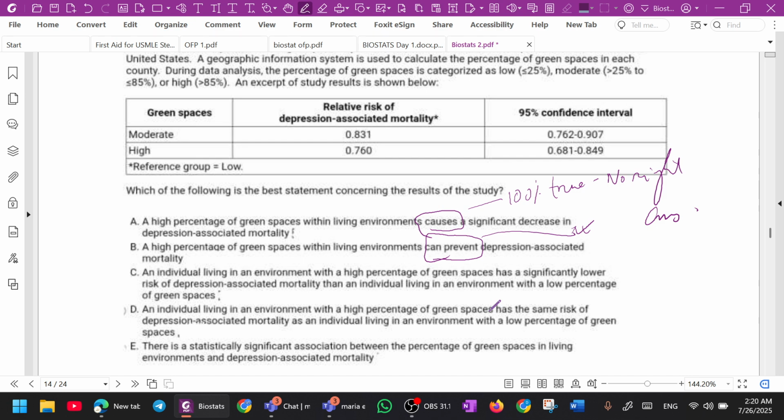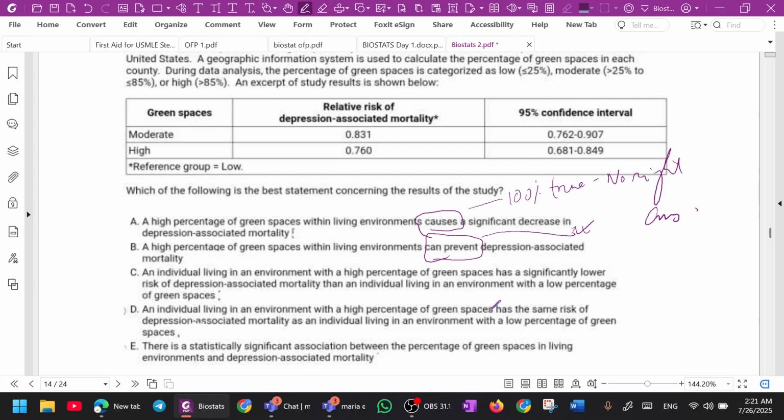An individual living in an environment with a high percentage of green spaces has the same risk of depression associated mortality as an individual living in an environment with a low percentage of green space. It is also false. So delete. Okay. There is a statistically significant association between the percentage of the green space in a living environment and depression associated mortality. What do we think about it?